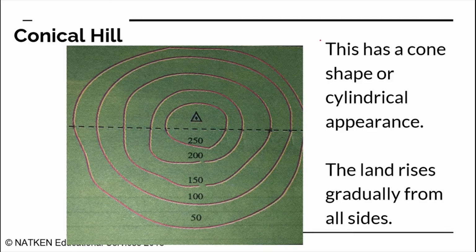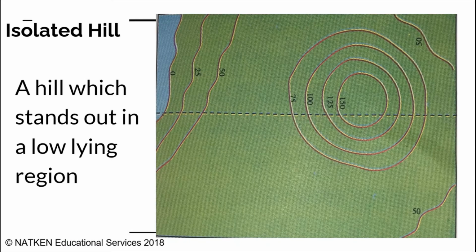So conical hills: this one has a cone shape, or it is cylindrical in appearance, and you can see that the land is rising gradually on all of the sides, so it creates some form of a cone. This is an isolated hill. Isolated means by itself. So this is a hill which stands out in a low-lying region.